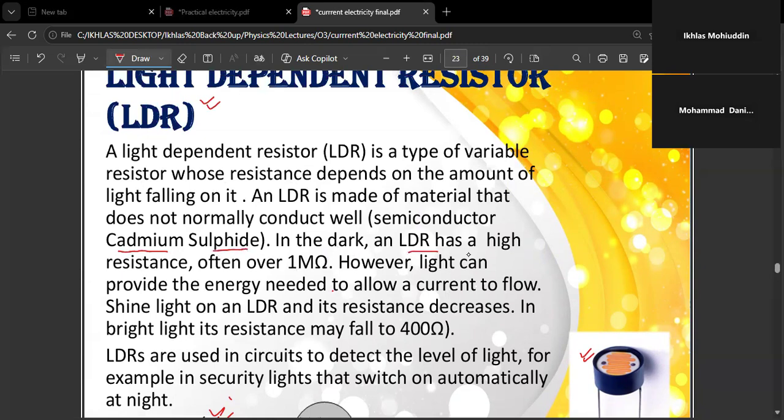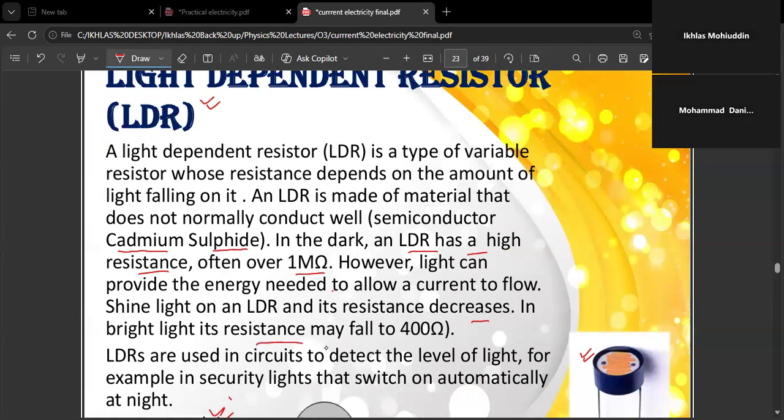In the dark, an LDR has high resistance, often over 1 mega ohm. However, light can provide the energy needed to allow a current to flow. As the intensity of the light falling on the LDR increases, the resistance of the LDR would decrease, so a current can pass through it. But in the case of darkness, where there is no light, the LDR's resistance would be very high, and only a small amount of current can pass through it.